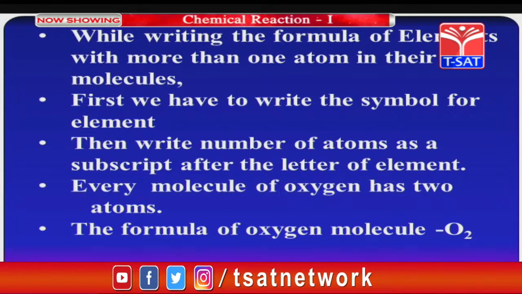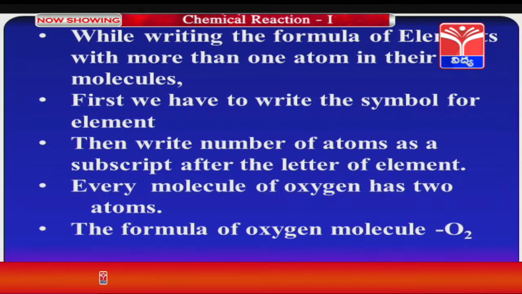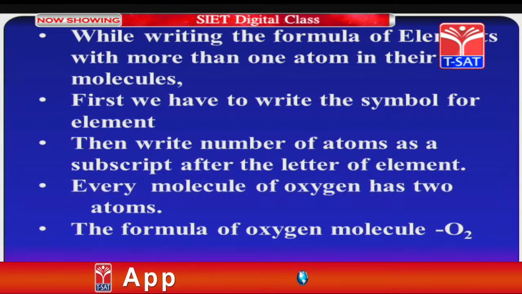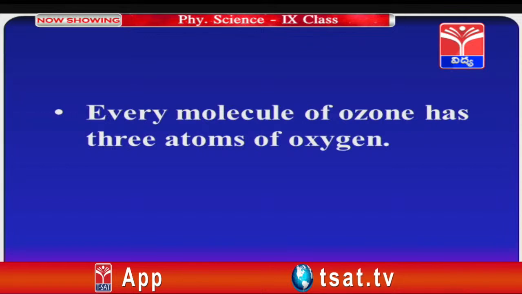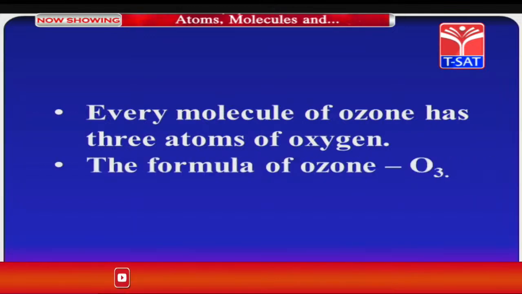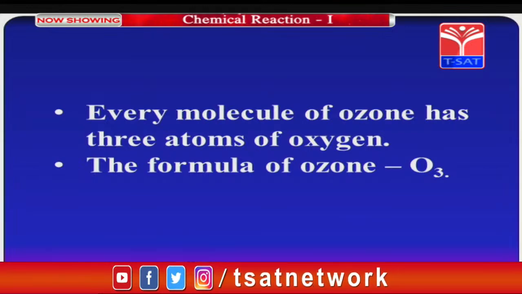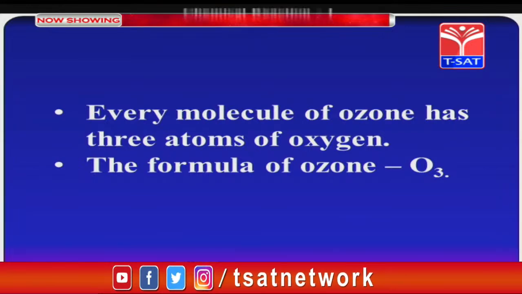This O is a symbol of oxygen atom. It is made up of 2 atoms of oxygen. So, the formula of oxygen molecule is O2. Every molecule of ozone contains 3 atoms of oxygen. So, we write the chemical formula of ozone as O3.